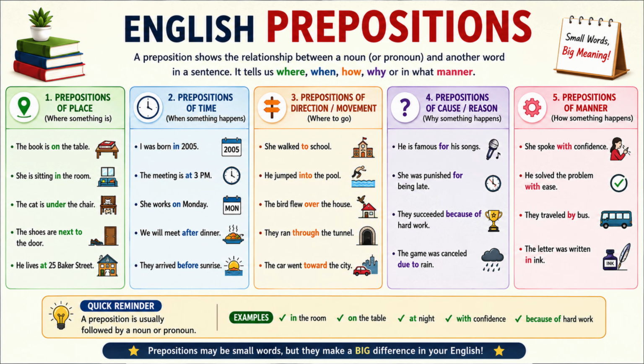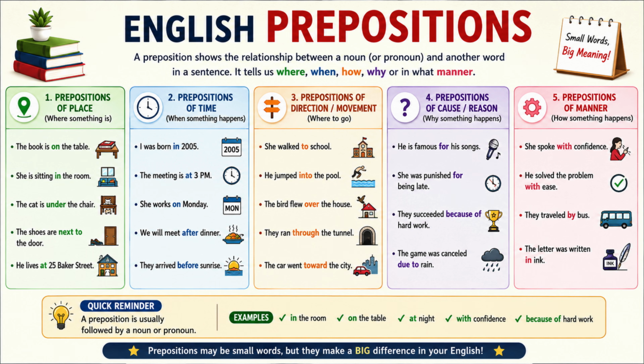Prepositions of time. Now, let's talk about time. We use these prepositions to show when something happens. I was born in 2005. The meeting is at 3 p.m. She works on Monday. We will meet after dinner. They arrived before sunrise. Notice how each preposition connects the action to time.